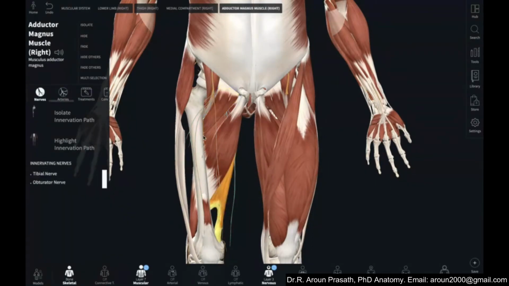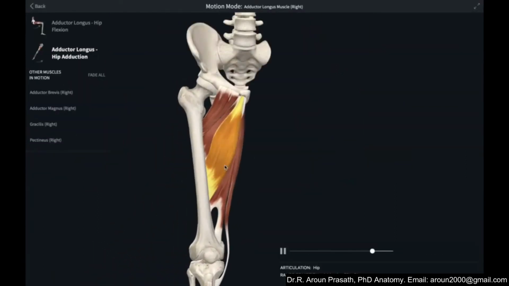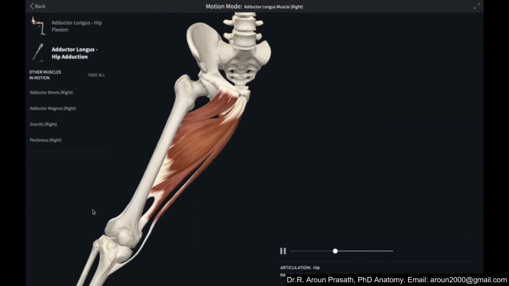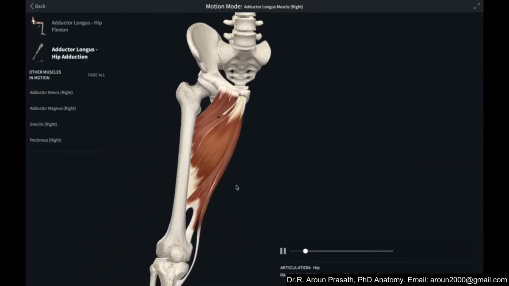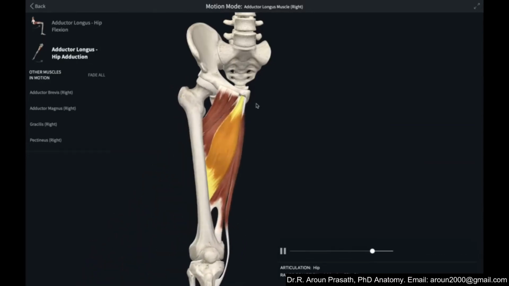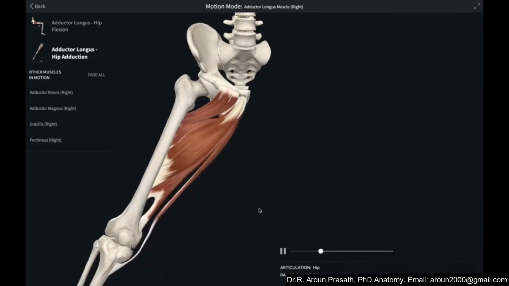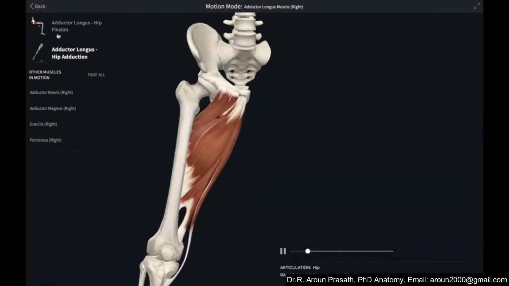So these are the muscles you have to know that are present in the medial aspect of the thigh, and when these muscles contract, they do the adduction movement. Moving the leg towards the midline, we call it adduction. So this is a muscle that does the adduction movement.